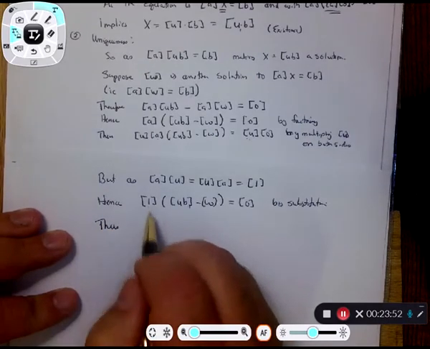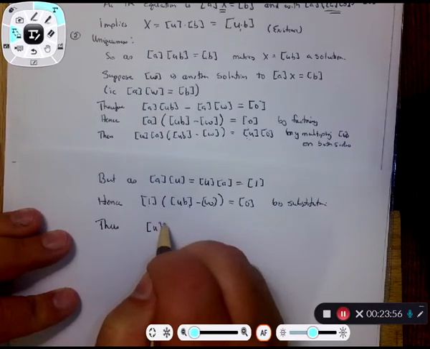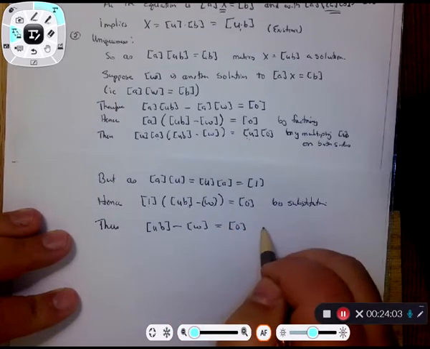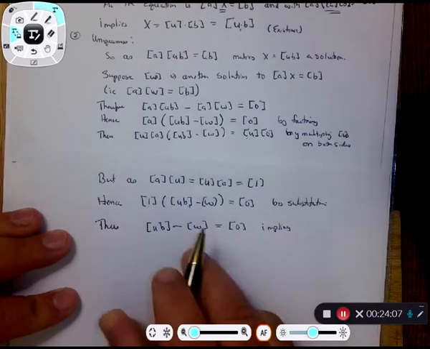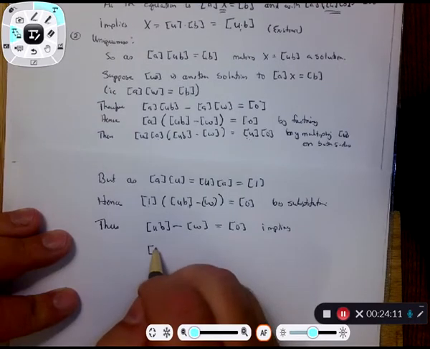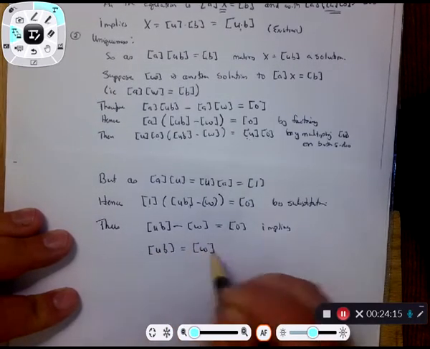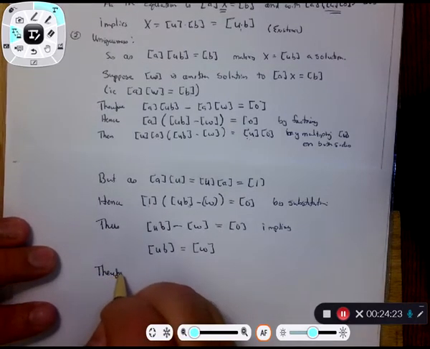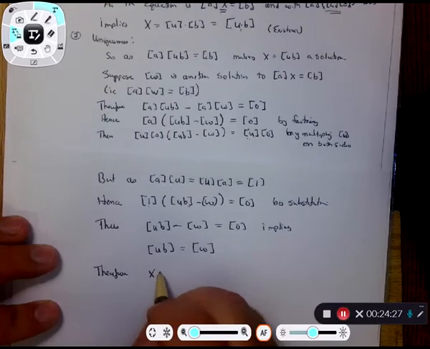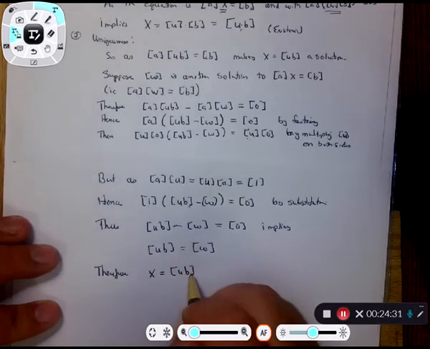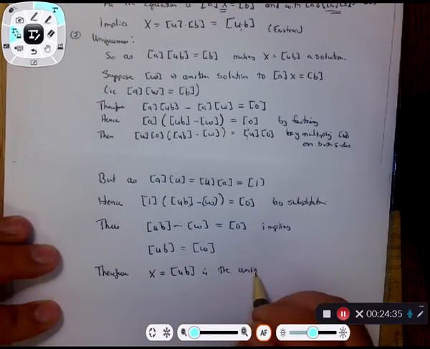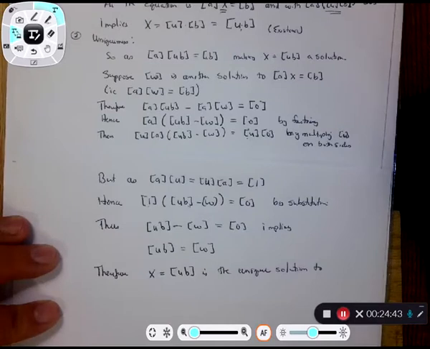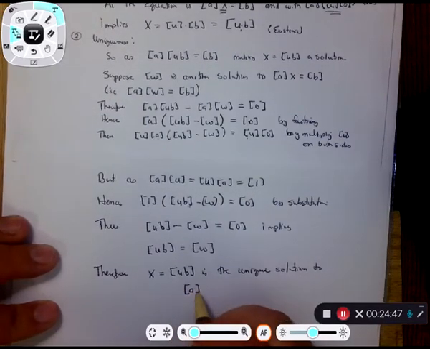Thus, equivalence class U times B minus equivalence class W is going to be equal to 0, implying, I'm just going to add W to both sides, that I get the equivalence class UB is equal to equivalence class W. Therefore, X, which is equal to equivalence class UB, is the unique solution to the equation AX equals B.